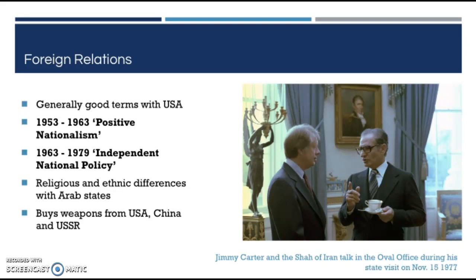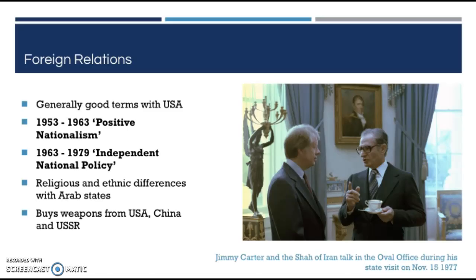The Shah begins with a positive nationalism foreign policy, a strong alliance with the Americans. He joined the Baghdad Treaty in 1955. Those of you that have studied NATO will know, of course, NATO does not. But by 1963, the Shah is beginning to question that devotion to the USA and perhaps begins to develop a more independent national policy, looking to build its role as a regional power.